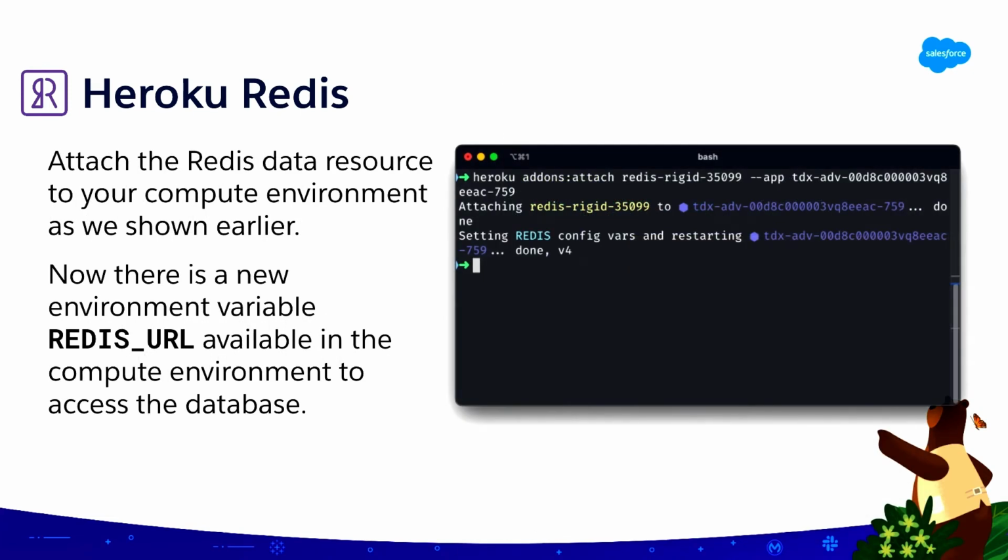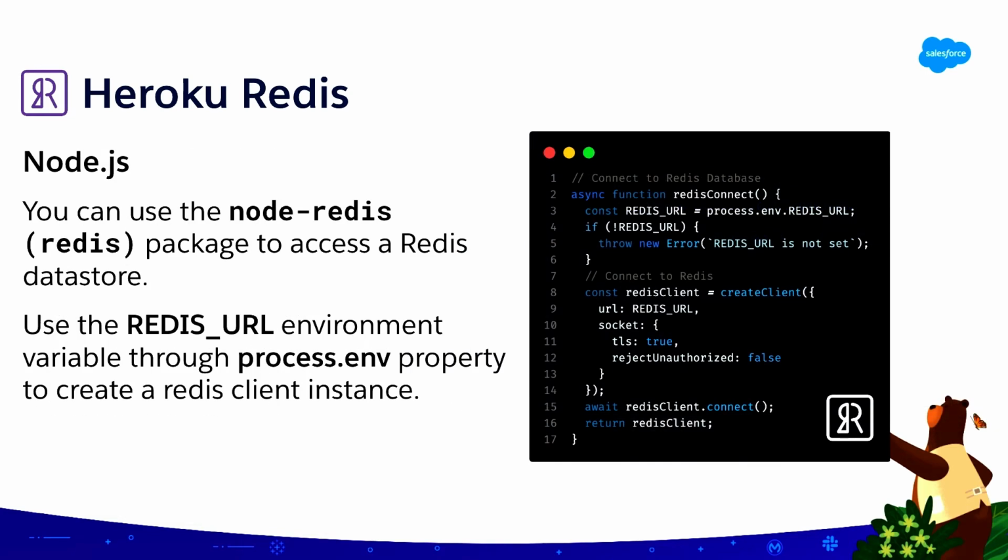And you attach the resources, and the same environment variable is going to be available in your function, which is going to be the Redis URL. Now, depending on the language of your choice, if you are using Node.js, you might want to use Node Redis to connect to that data store, perform the connection, getting the environment variable, and do your operations.